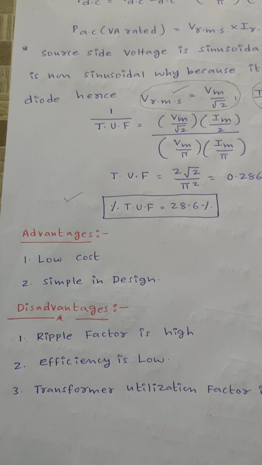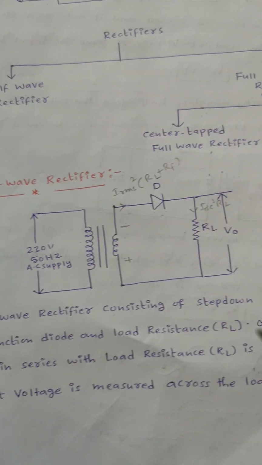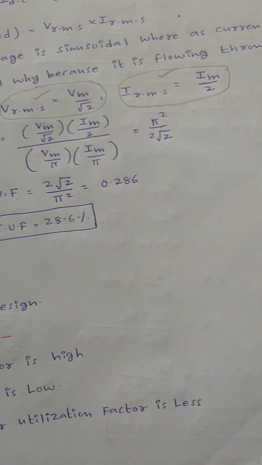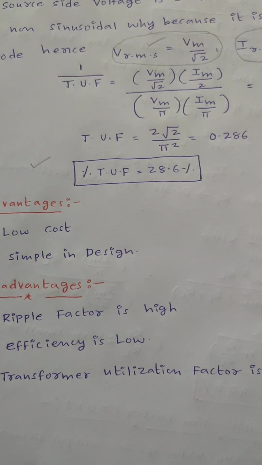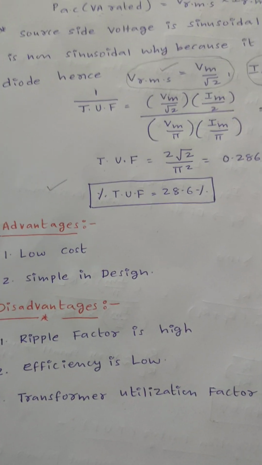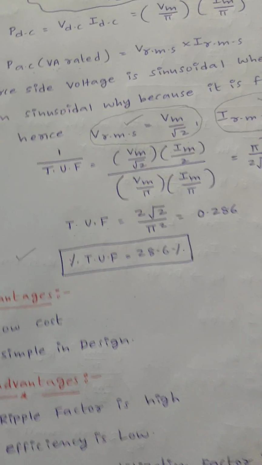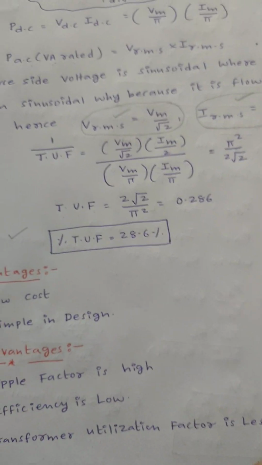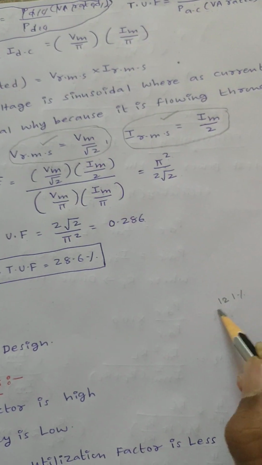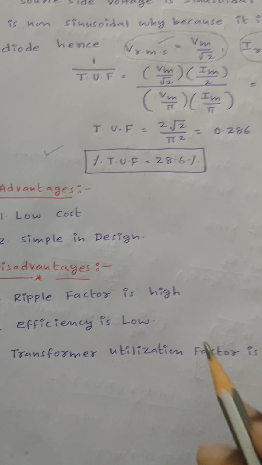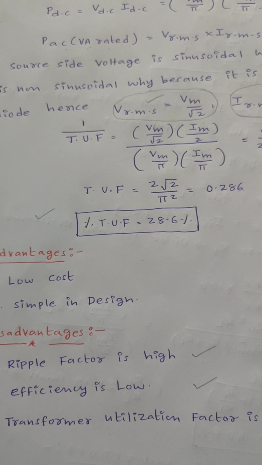Here the advantages are low cost and simple design. Design will be simple, since we are using only one diode and one transformer, and cost is also less. Next, the drawbacks of the half wave rectifier. Ripple factor is high. Always ripple factor should be less, but here we are getting 1.21, that means 121% of AC component is present in the DC output voltage. That is one drawback. Next, efficiency is low, we are getting only 40% efficiency.